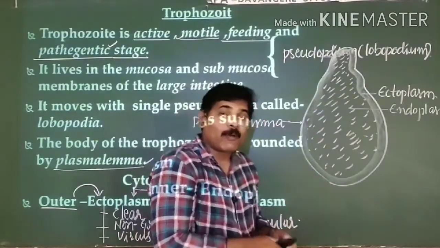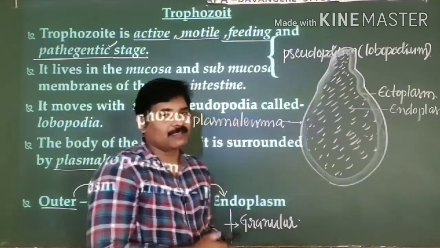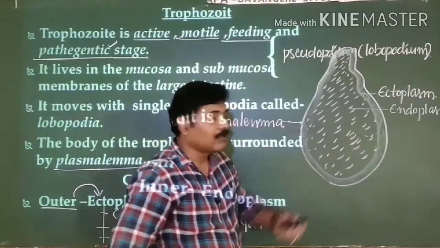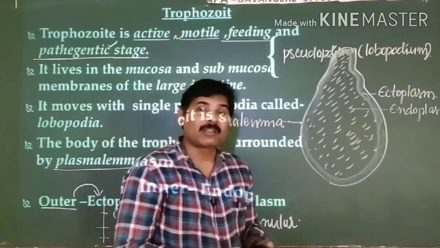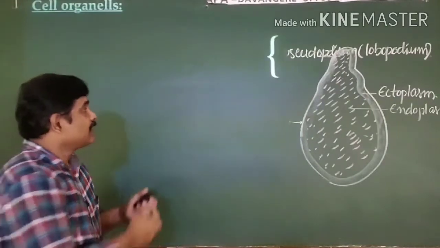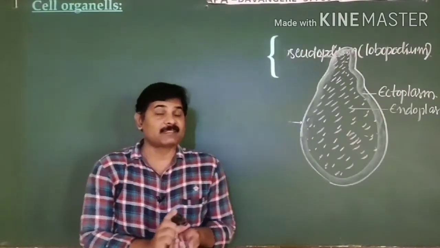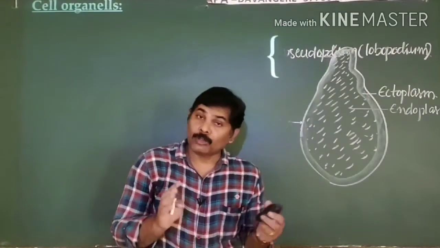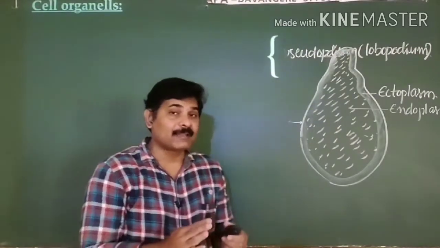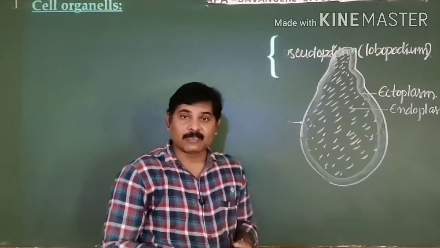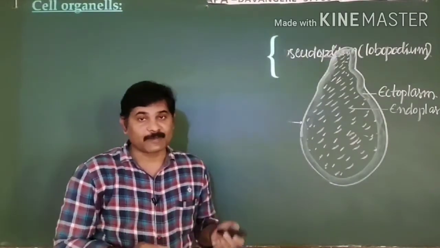Just like all other cells, this also has various types of cell organelles within the cytoplasm, and they perform various functions. Now let us see which cell organelles are present within Entamoeba histolytica. All the cell organelles of a typical cell are not present here.